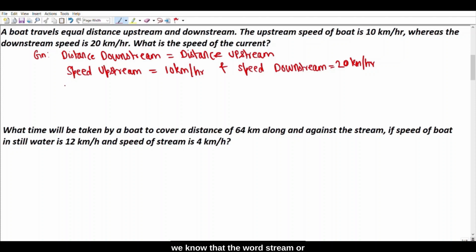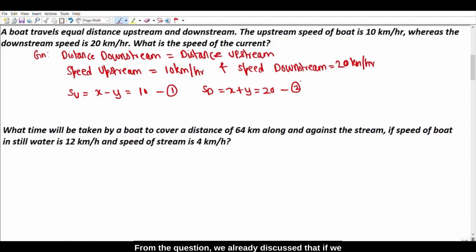We know that the stream or current has the same effect in both directions. That is, speed upstream can be written from the formula as x minus y, which is equal to 10. Similarly, speed downstream can be written as x plus y, which is equal to 20 from the question. We already discussed that if we want to find the speed of the boat in still water, we have to add the two speeds, that is addition of upstream speed and downstream speed. If we want to find the speed of the current, then we have to subtract 1 from 2.